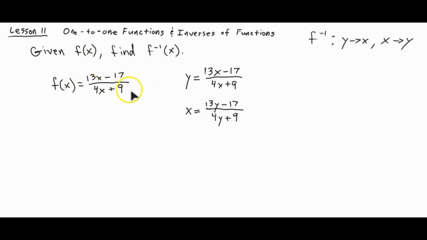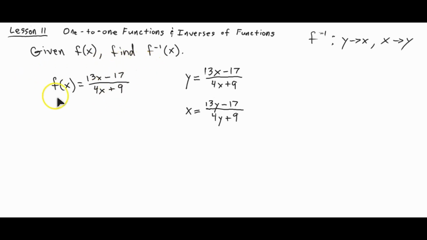So we have our function here. This is a rational function. We have an x in the denominator here, and so we have a domain limitation. That domain limitation is not really going to be a problem in making the conversion, so don't worry about that.